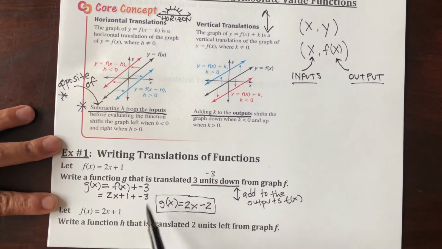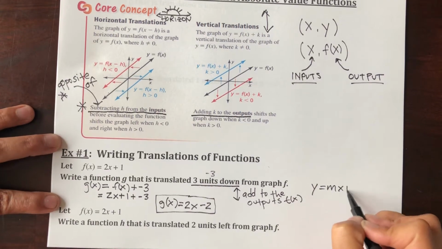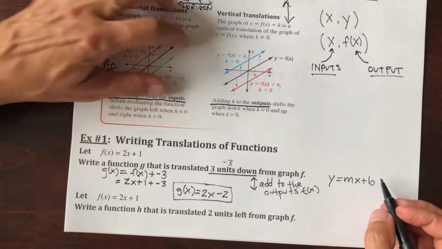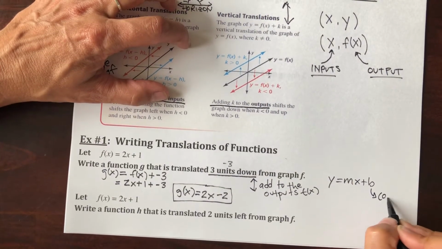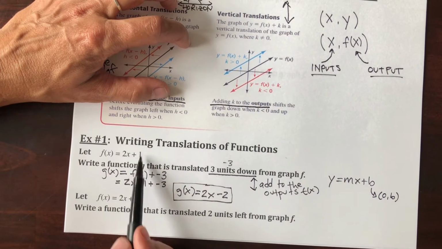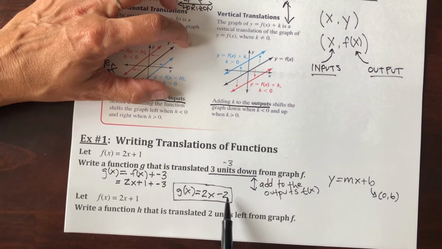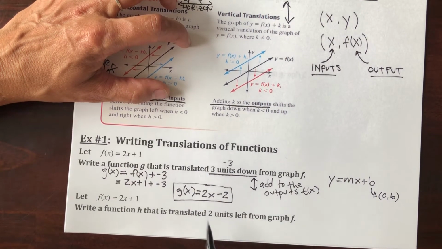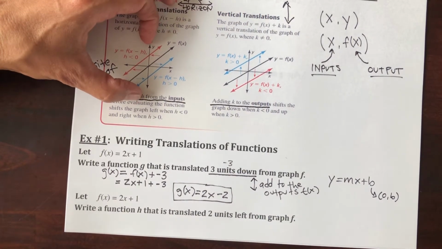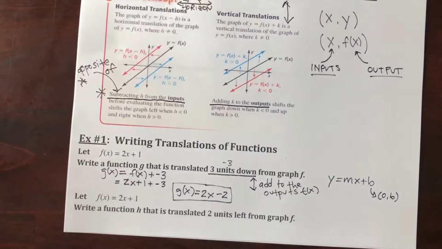Now this one's easy to check without a graphing calculator, because if we remember y equals mx plus b, b is our y-intercept, 0, b. So our first graph was crossing at positive 1, and our new graph is crossing at negative 2. So sure enough, it has just shifted down 3 units. Nothing else has changed. It has the same orientation or slope. So we just moved it down 3.